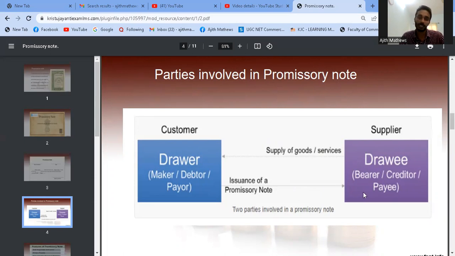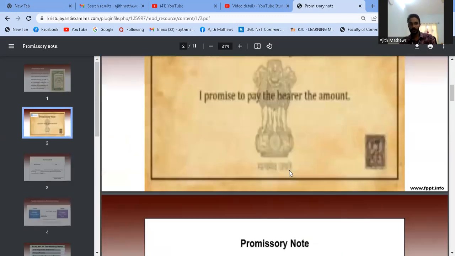So two parties are there in the promissory note, the drawer as well as the drawee. The drawer is mostly the maker or the debtor, and the drawee is the creditor. So we can summarize, or say in other terms, the drawer is the buyer and the drawee is the supplier, or the debtor and the creditor. So the debtor himself undertakes to pay a certain sum of money to the creditor, right? So that is the concept of promissory note.